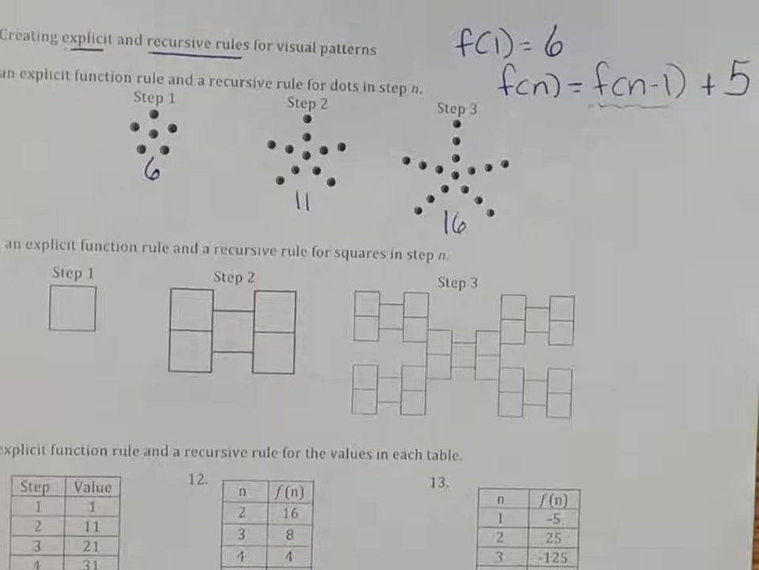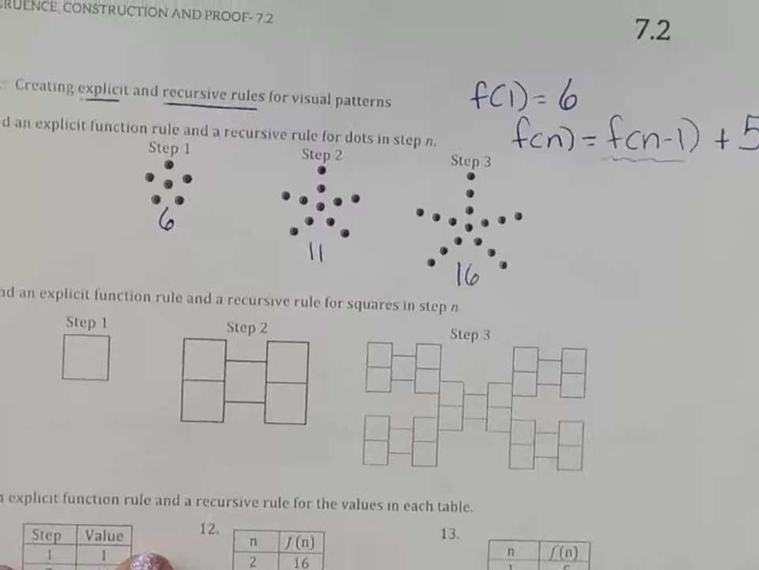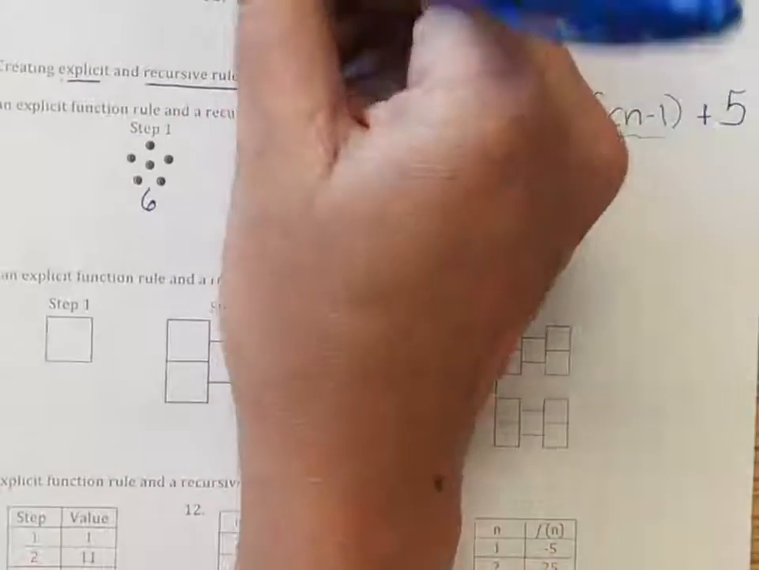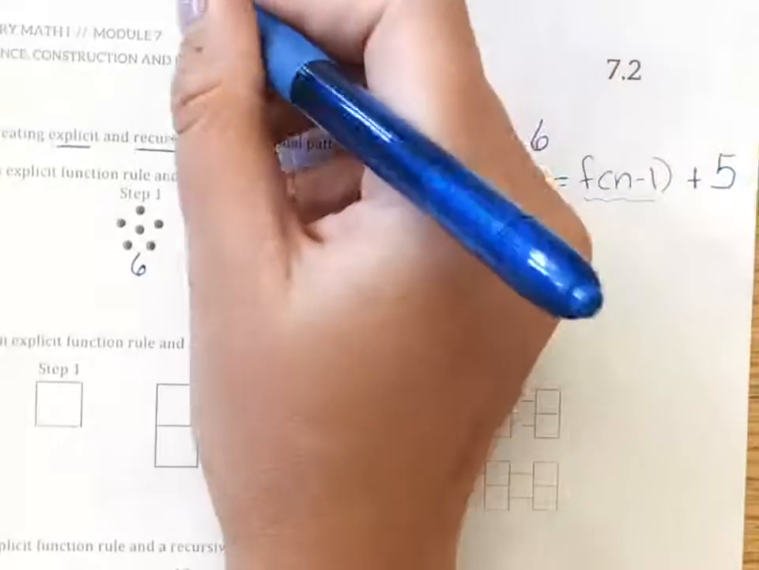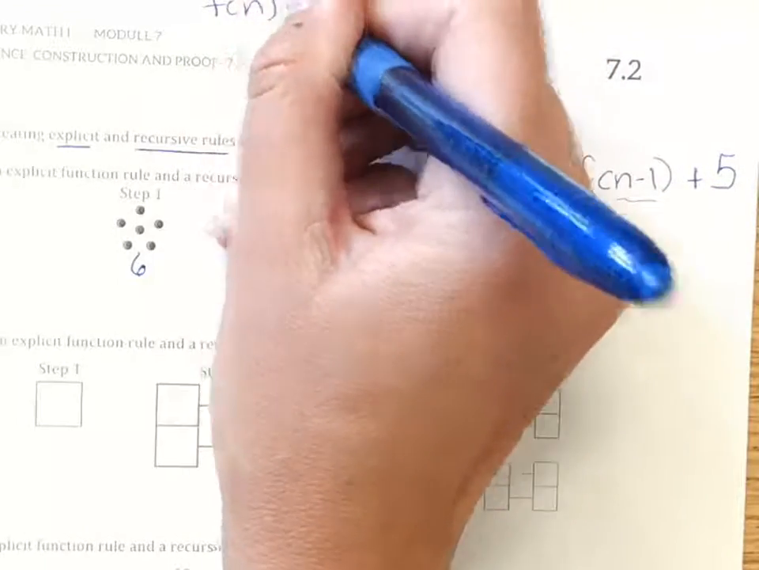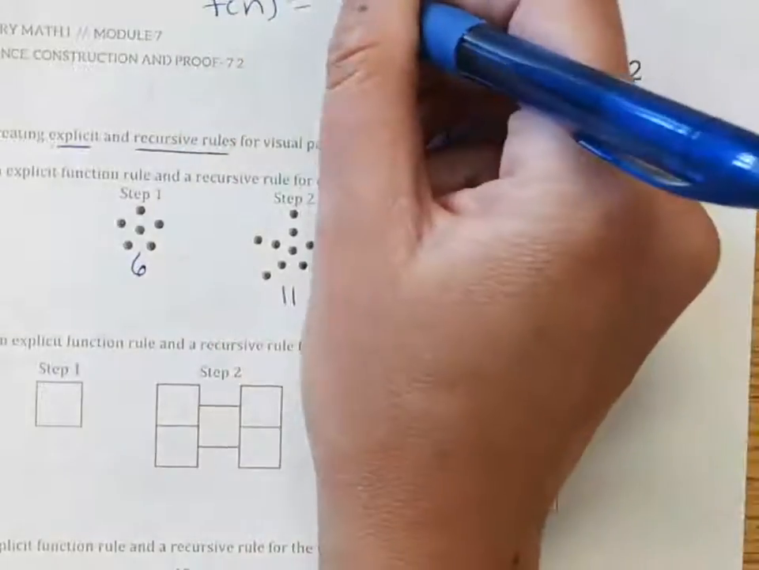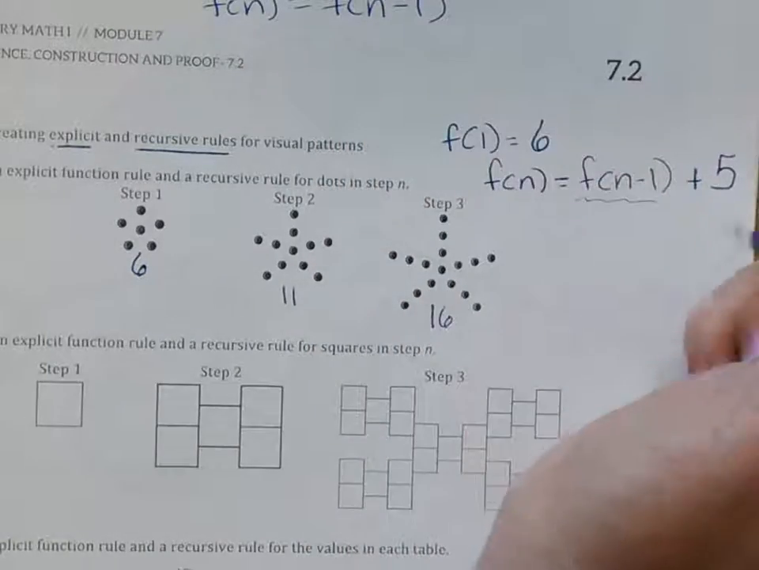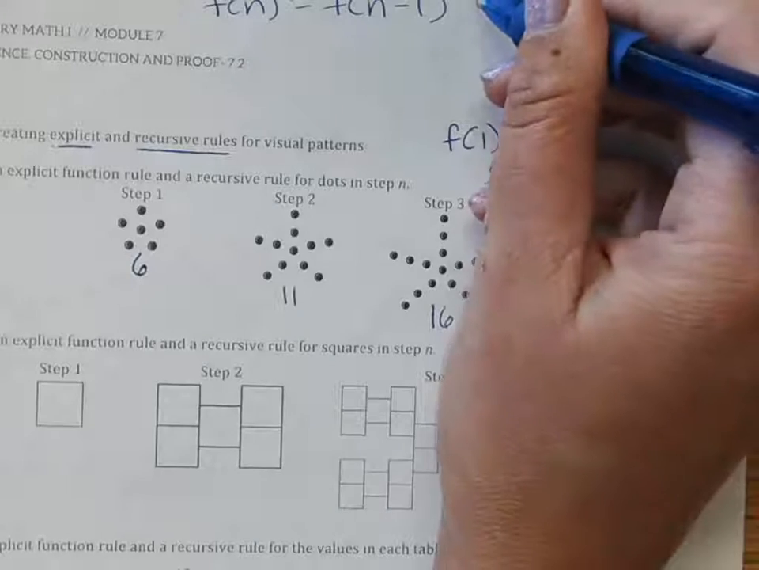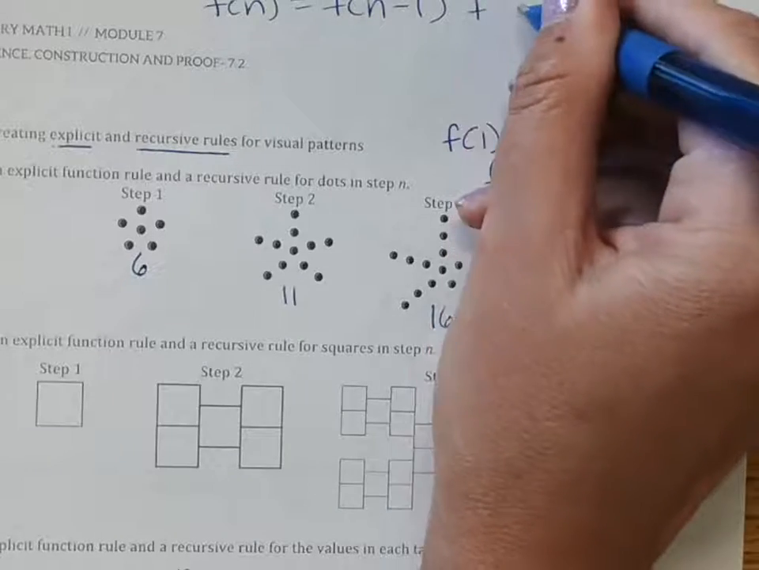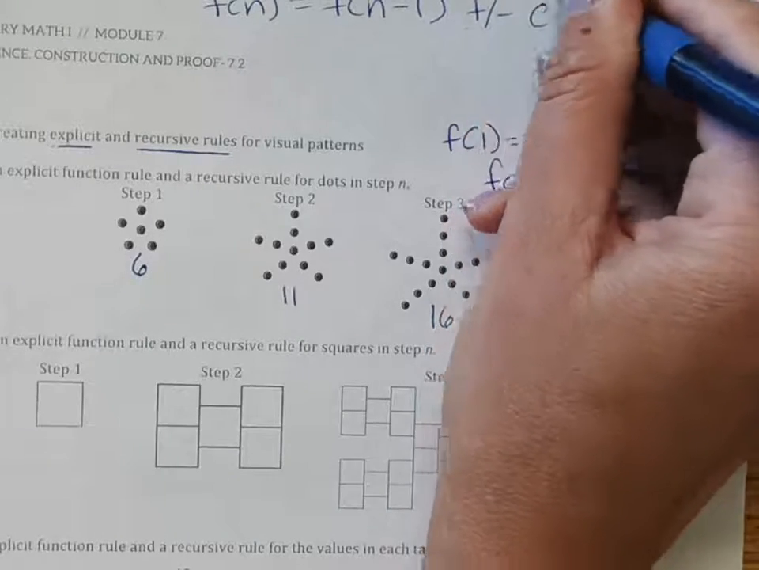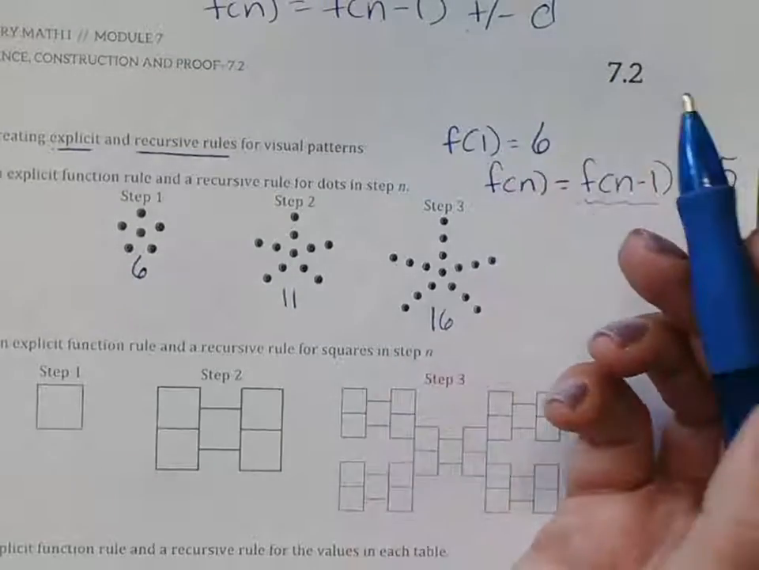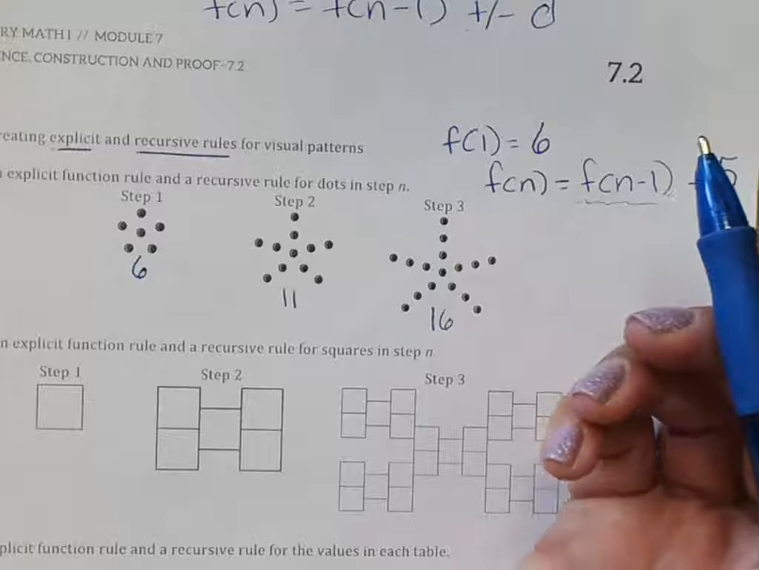Okay. So remember, your equation for recursive is f of n. If you do f of x, it's fine, equals f of n minus 1, and then whatever the pattern is. So if you're adding, then it's plus or minus the common difference. If you're multiplying or dividing, then you would be multiplying or dividing by d.